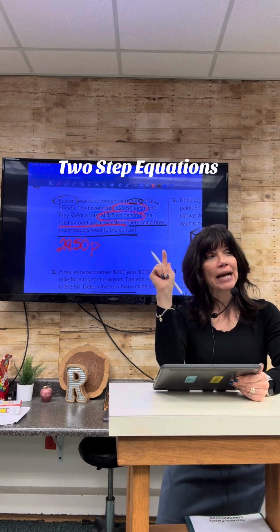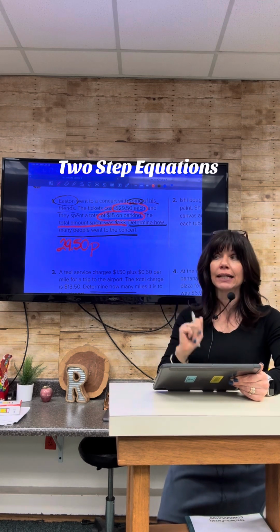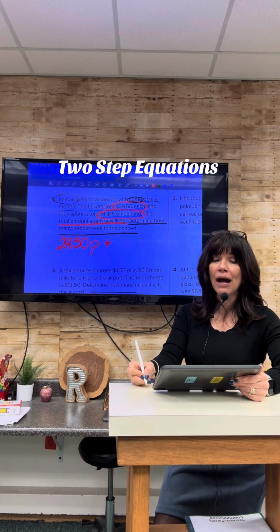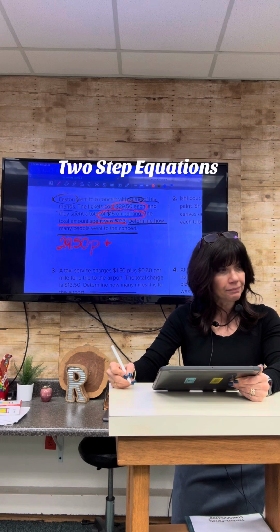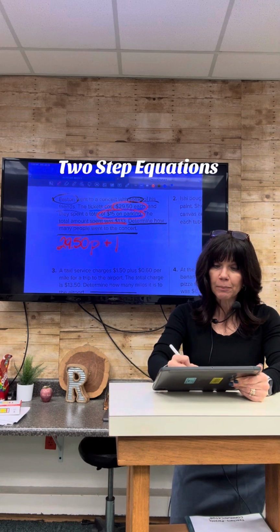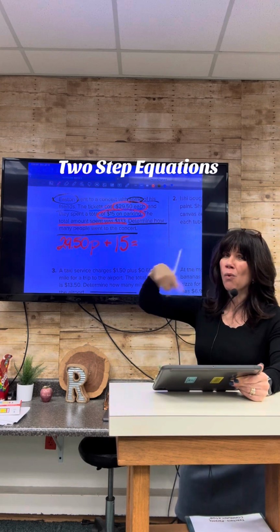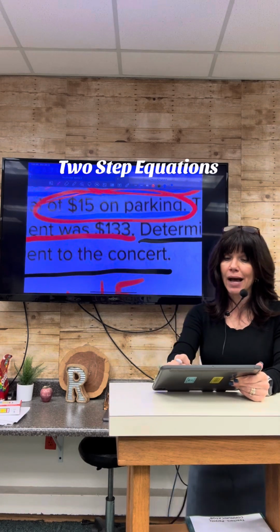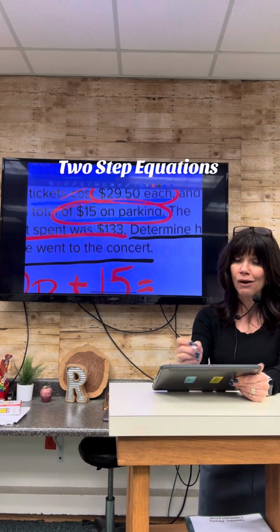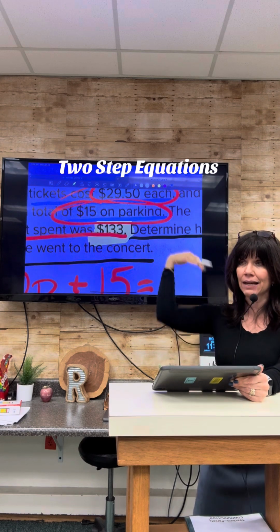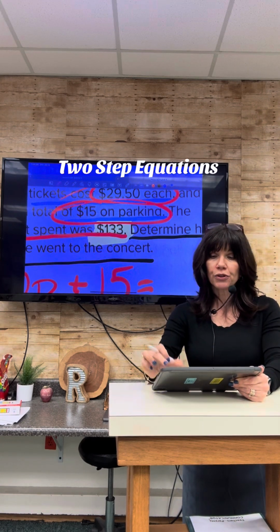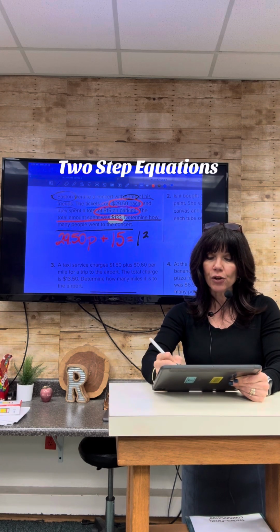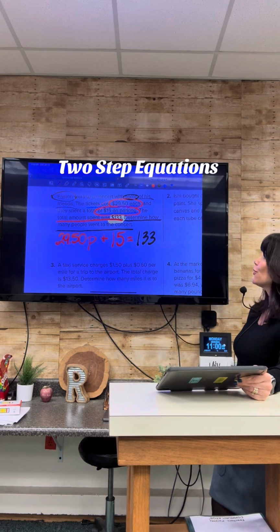So first of all, am I adding it to their total bill or subtracting it? Adding. Please put an addition symbol. And then what amount am I adding to this total bill? $15. Please write plus 15. And then somewhere in this problem, do they give you the total amount of money that was spent? Say it, class. 133. Please write it after that equal sign. 133. Now we're ready for our two-step equation.